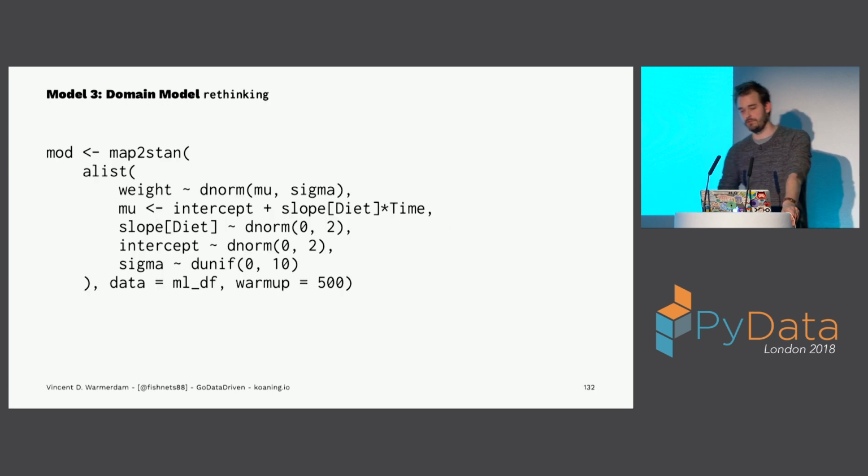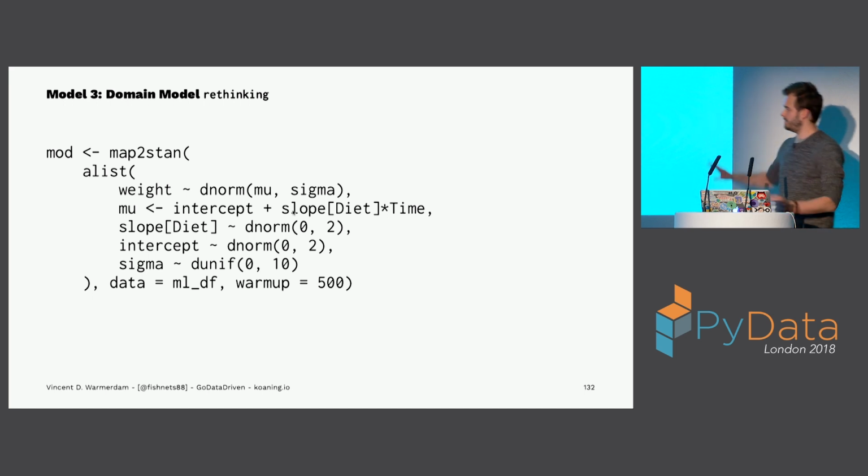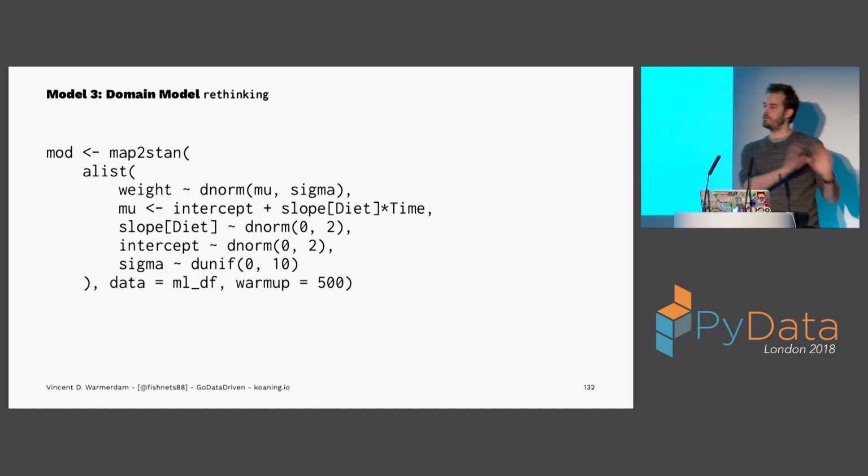In R, there's a cool DSL called rethinking, and there's a function there called map2stan. And it's kind of like PyMC3. It's also kind of what Edward tries to do. And the cool thing here is I can actually sort of have a domain-specific model where kind of the features get generated, but also kind of the model gets defined.